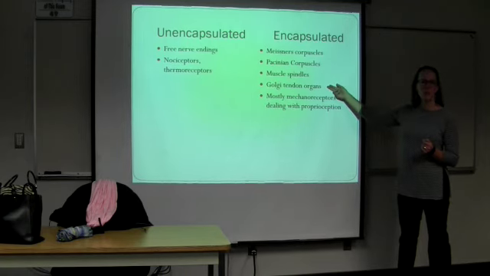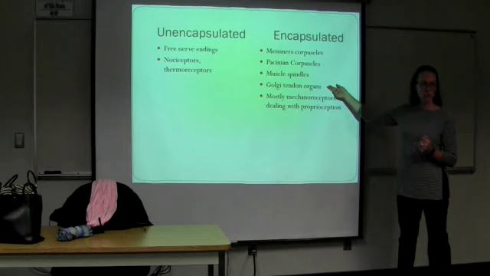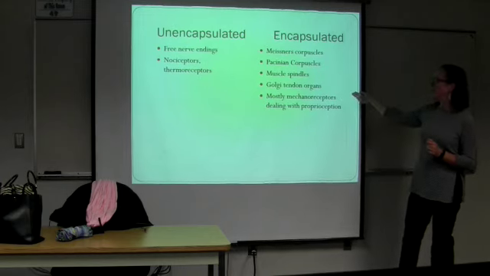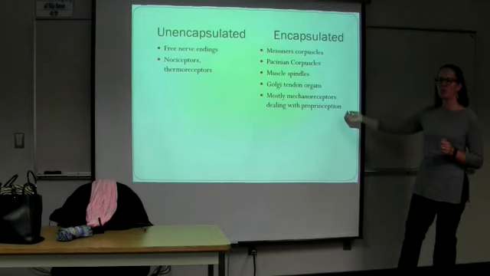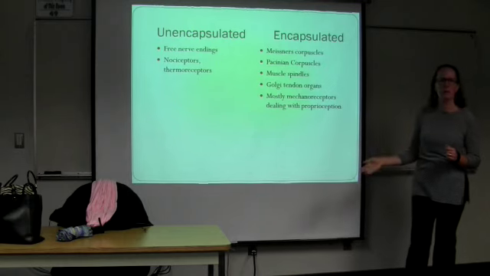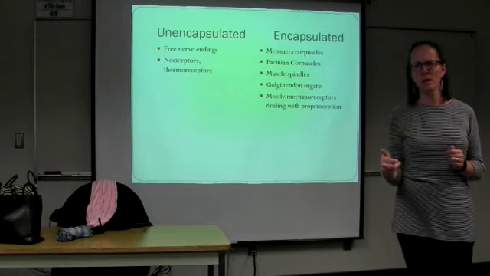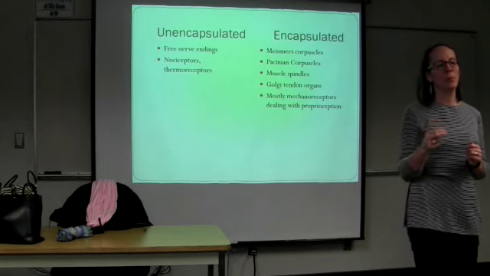Golgi tendon organs sense the movement of tendons, their length, where we are in space, okay? And then we have mechanoreceptors. You can cross the "mostly" off. Mechanoreceptors deal with something called proprioception.